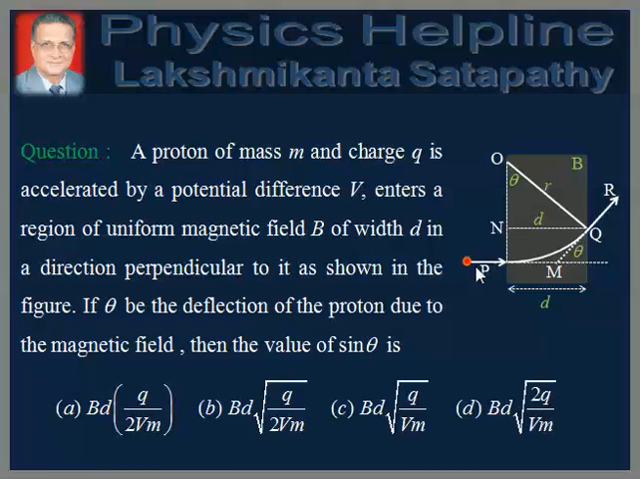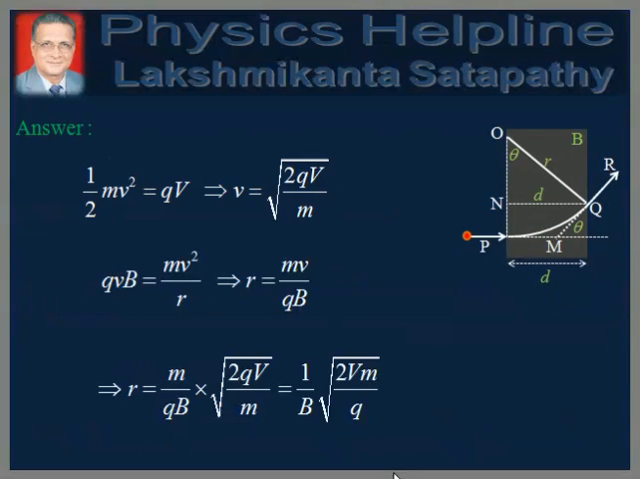Therefore, the deflection produced in its path from along PM to along QR, the angle between them is theta. If the deflection is theta, then we are required to find the value of sine theta. Now for the answer.